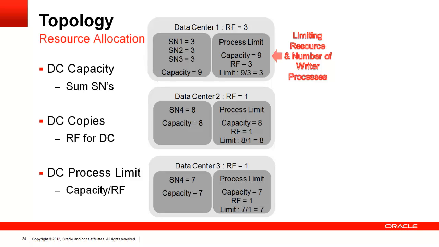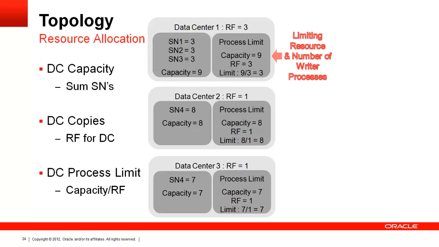Okay, and remember, each storage node has a boot config. Okay, and each boot config has a capacity. So to get the capacity of the data center, you have to sum the capacity of each of the storage nodes that is contained in that data center. So in this case, data center 1 has 3 storage nodes, each with a capacity of 3, which gives a total of 9. Okay, data center 2 has only a single storage node, which is equal to 8 in capacity, and so it's also the capacity of the data center. And then data center 3 is a capacity of 7. Okay, these are just arbitrary numbers, but this is how it works.